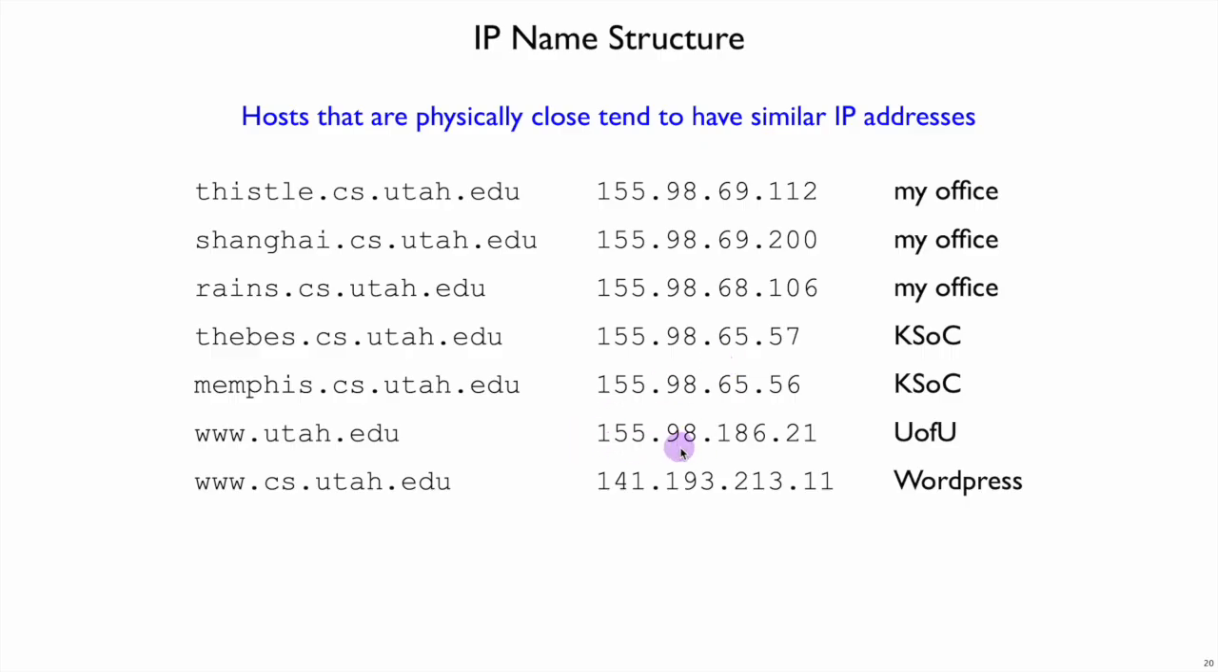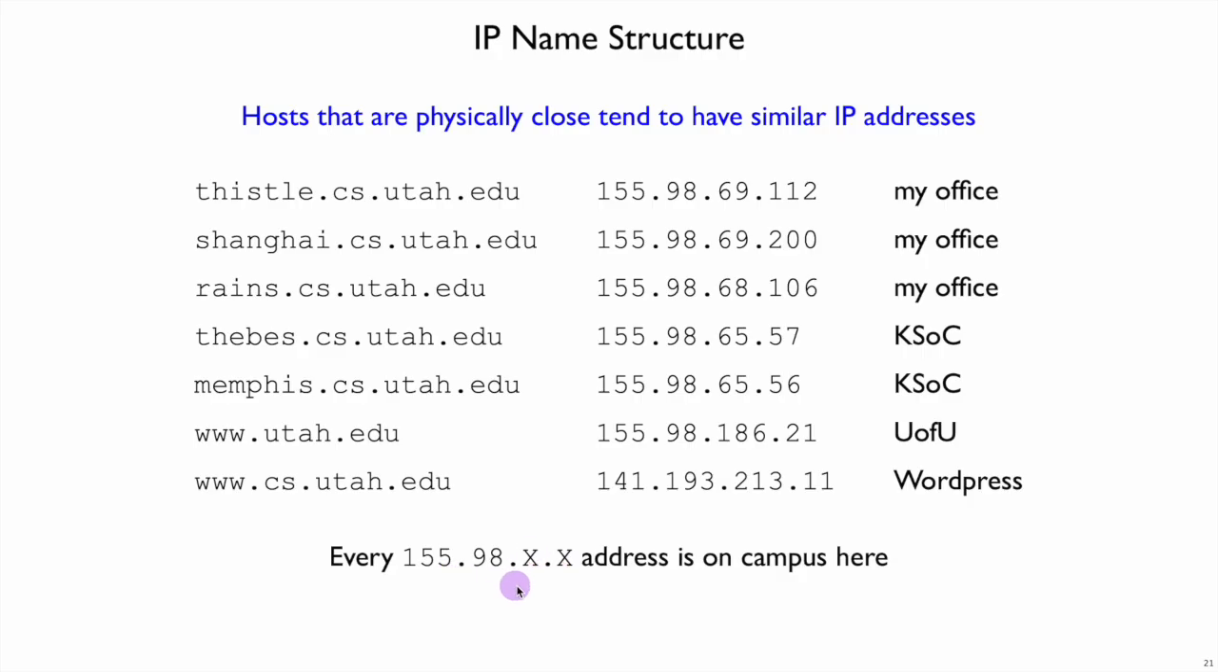www.utah.edu is a server that's sitting on a campus, and it has a 155.98 number, but not something in the 60s, it's a 186 number. Finally, www.cs.utah.edu currently is hosted by WordPress, so it's not on campus at all, and it doesn't have a 155 number. It starts 141. So you can see again that the address is kind of most specific on the right and least specific on the left. It turns out that every 155.98 dot something address is going to be on campus at the University of Utah.